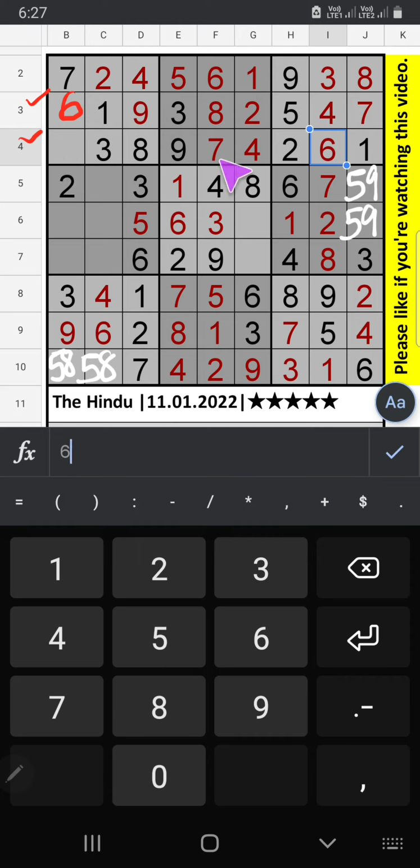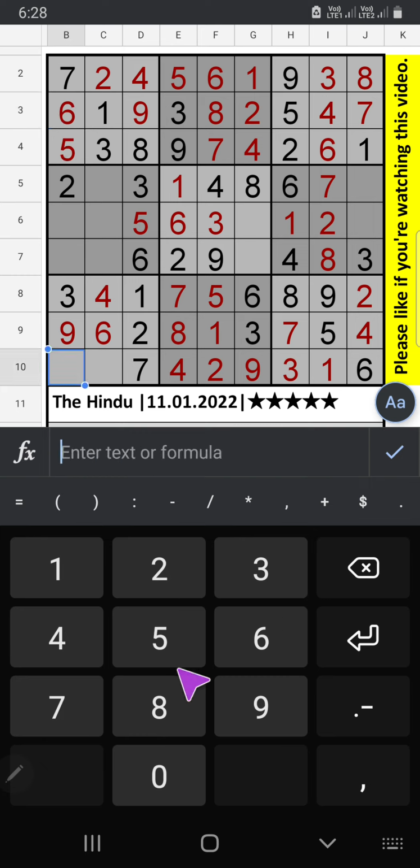Fourth row, only one number is remaining, 5 is confirmed here. Since 5 is here, so 5 can't come in this cell. 5 is confirmed here, then 8 is here. Fifth row, two numbers are remaining, 5 and 9. Column C we have 5, so 5 can't come in this cell. 5 is confirmed here, then 9 is here, then 9 is confirmed here.